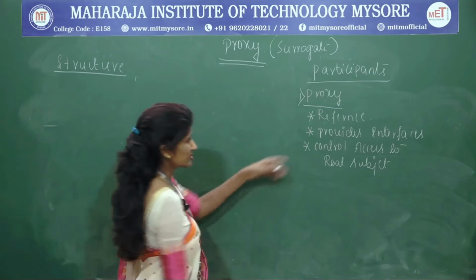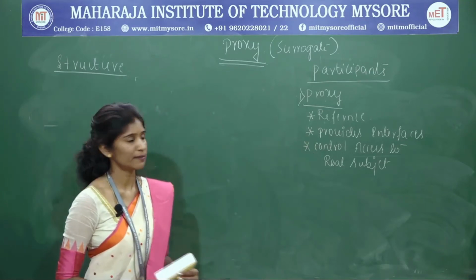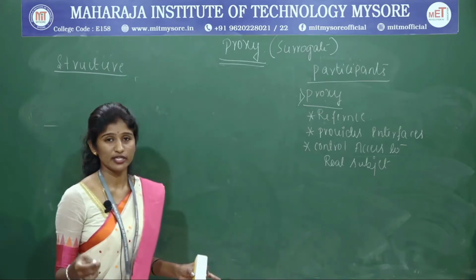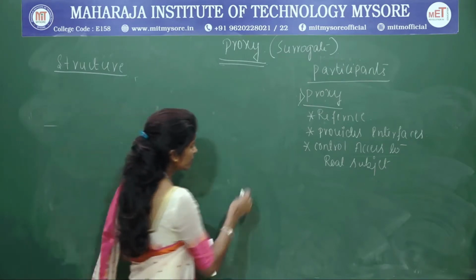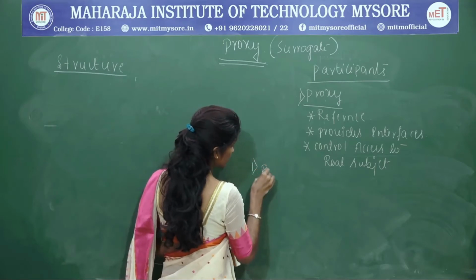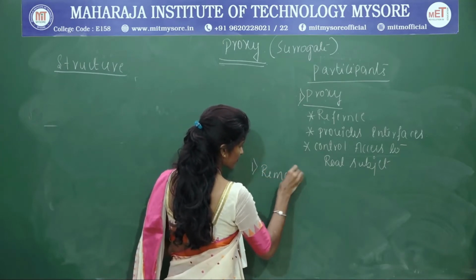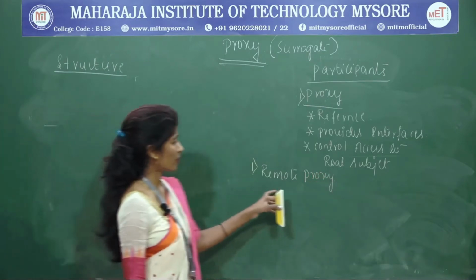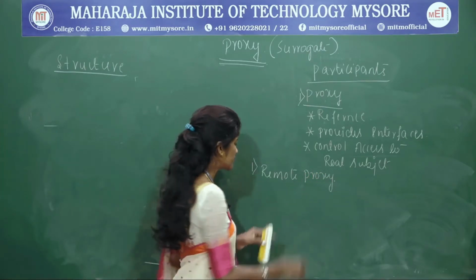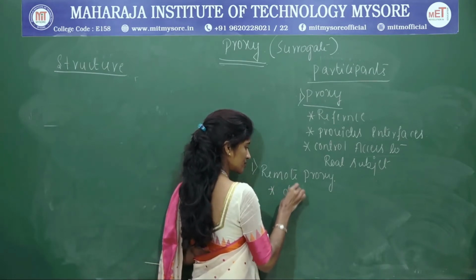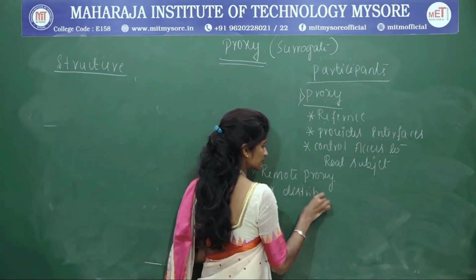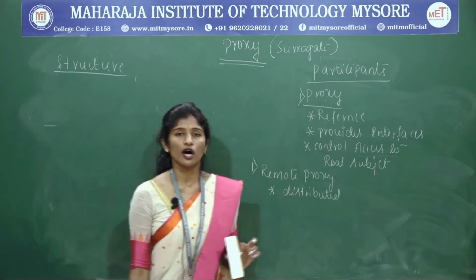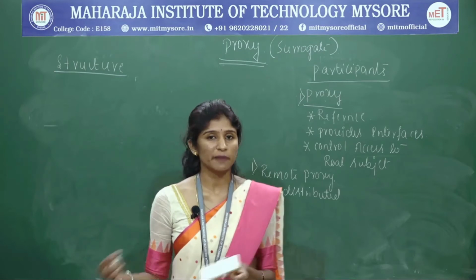Apart from these operations of the proxy participant, you have 3 different kinds of major proxies present. That is the remote proxy, usually used in distributed systems. That is in the name itself, remote, which is in a different address space.